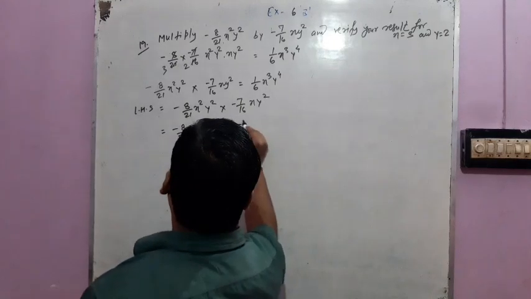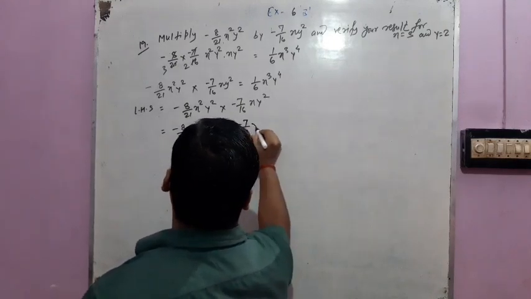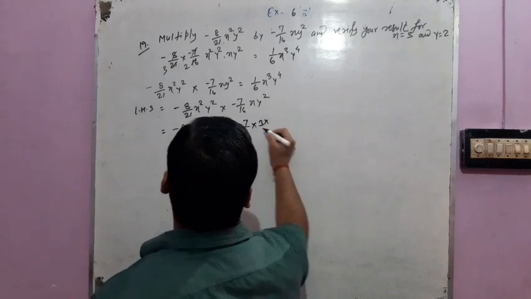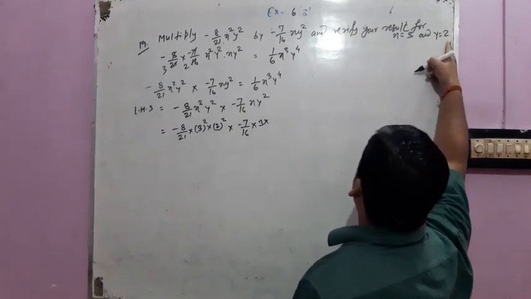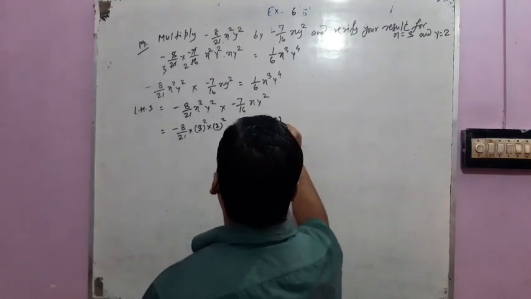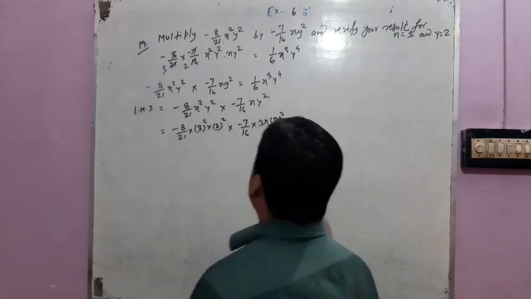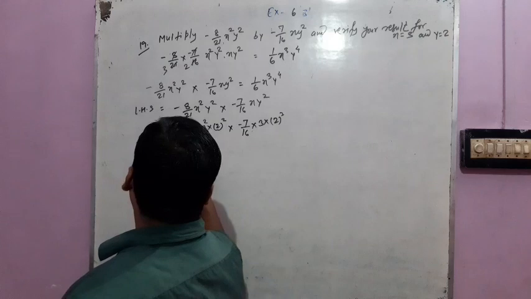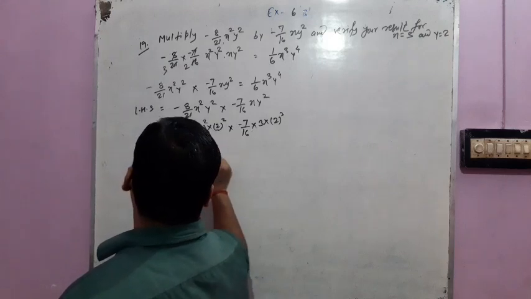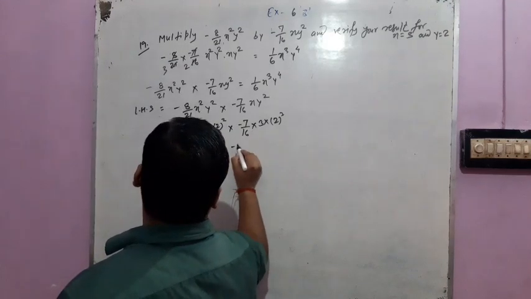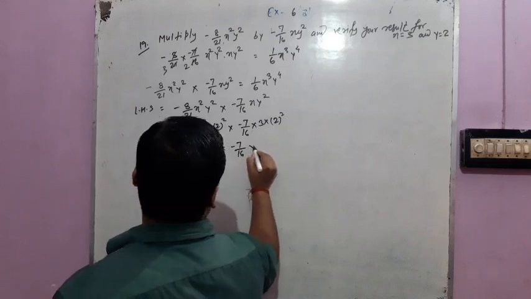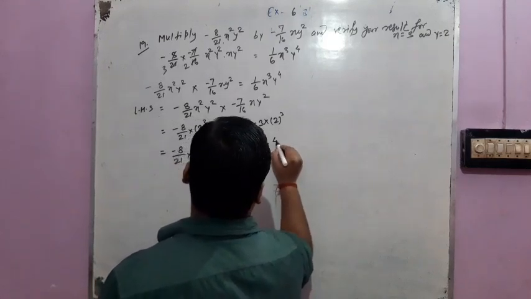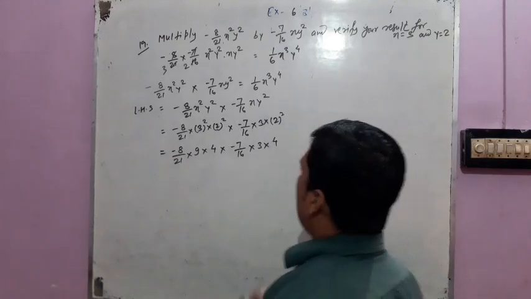Into minus 7 by 16. Again x here. So in the place of x what value do we have to put? 3. And in the place of y what do we have to put? 2. Here it is y square, so we are writing 2 square. Now solving it, minus 8 by 21 into what is the square of 3? 9. The square of 2 is 4, into minus 7 by 16 into 3 and the square of 2 is 4. Okay student, now we are solving it.